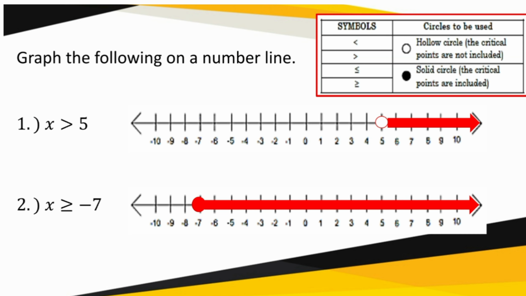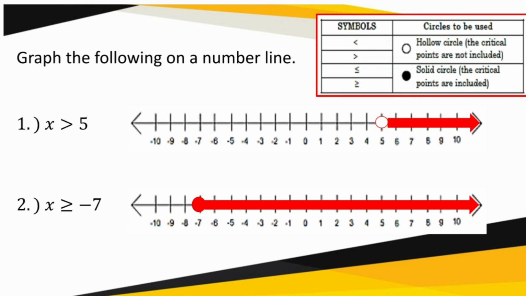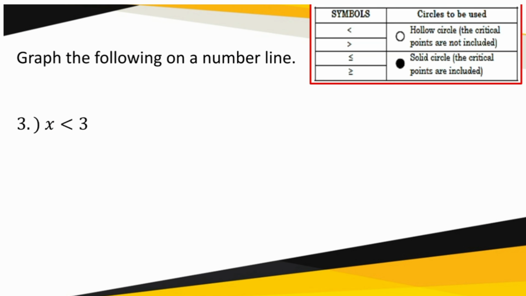Kaya, shaded ang arrow natin going to the right ng negative 7. Ang negative 7 ba ay kasama sa solution set? Yes. Kaya naka-solid circle which means included ang critical point na negative 7. Ayan, nasundan niyo ba kung papaano i-illustrate ang mga solution set sa number line? Let's proceed to our third example.